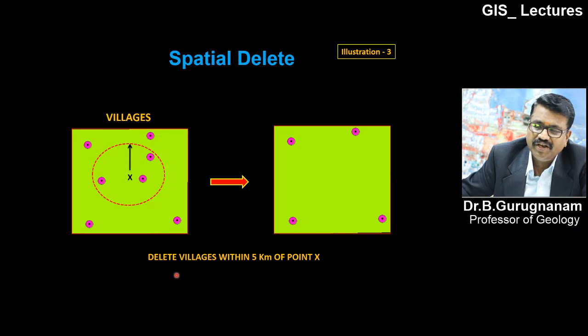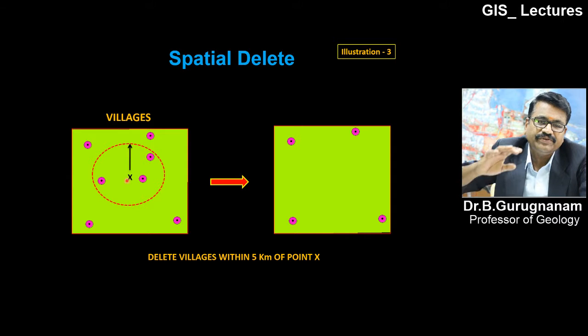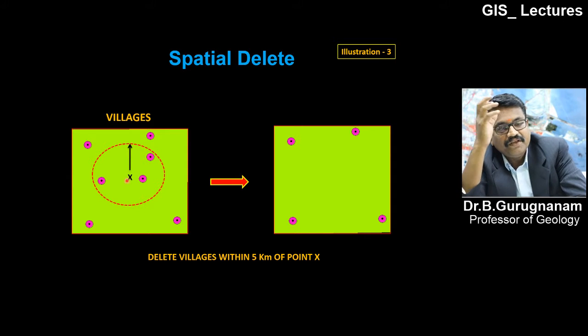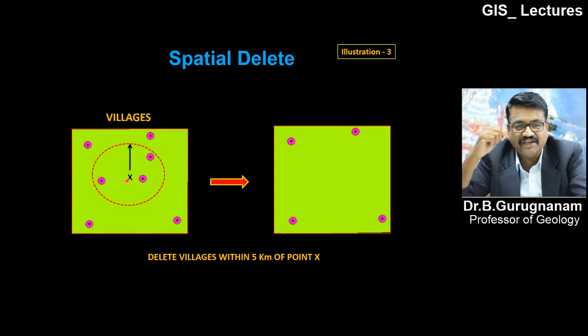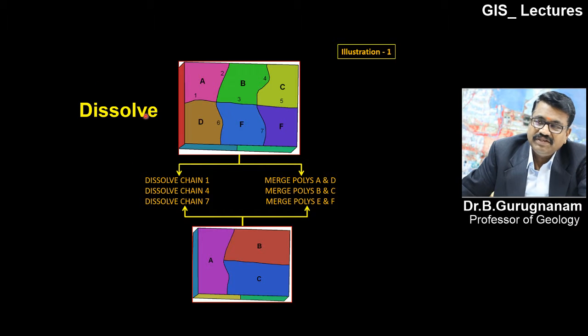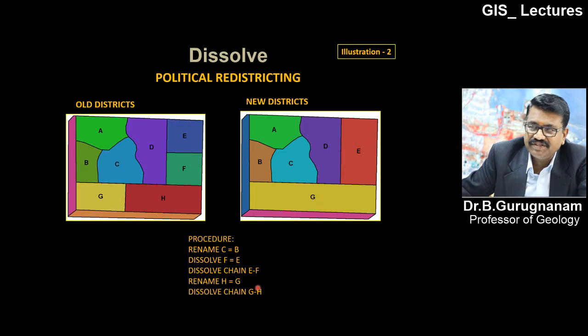And you can also delete villages within 5 km from a point. So this will be site suitability analysis. Suppose I am going to erect a tower, my radius is only 5 km. I can see how many villages are going to be covered, and sometimes part of a village will be covered, part will not. And you can also dissolve: suppose these two taluks are merged, these two districts are merged, these two states, what will be the end result? You can put all dissolve options in this. Dissolve, political redistricting, that's what I said.